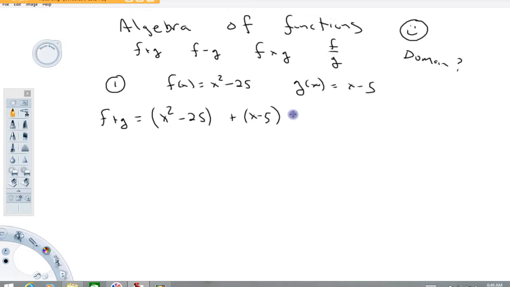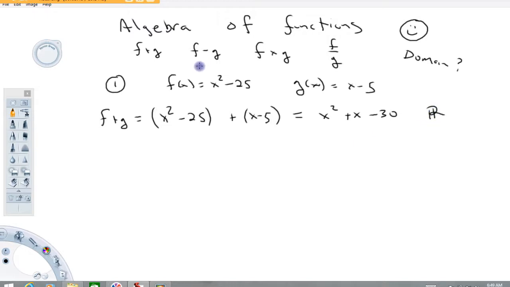So we could actually simplify this. Let's go ahead and x squared. Let's see, there's no x term here, but there's an x. And minus 25 plus a minus 5 is minus 30. So this is the addition of these two functions. Domain. There are no division by zeros here. There's no square roots, so this thing is defined everywhere. So the domain of this function is all real numbers.